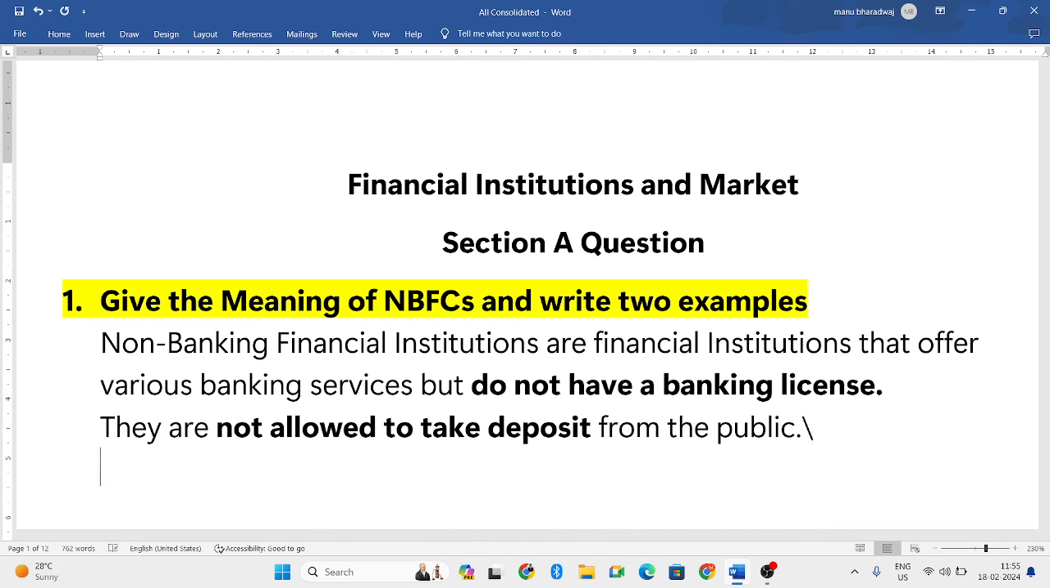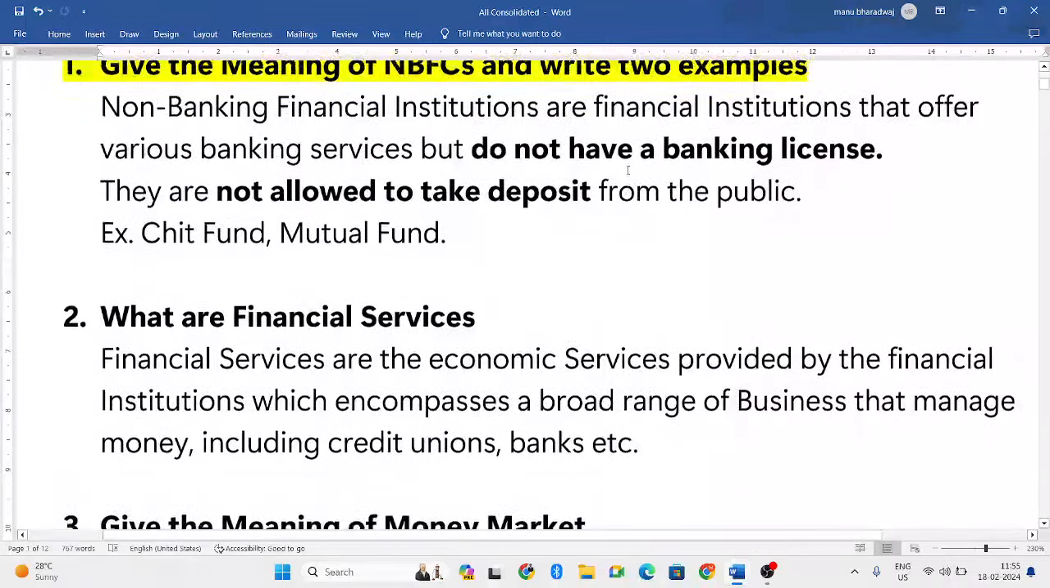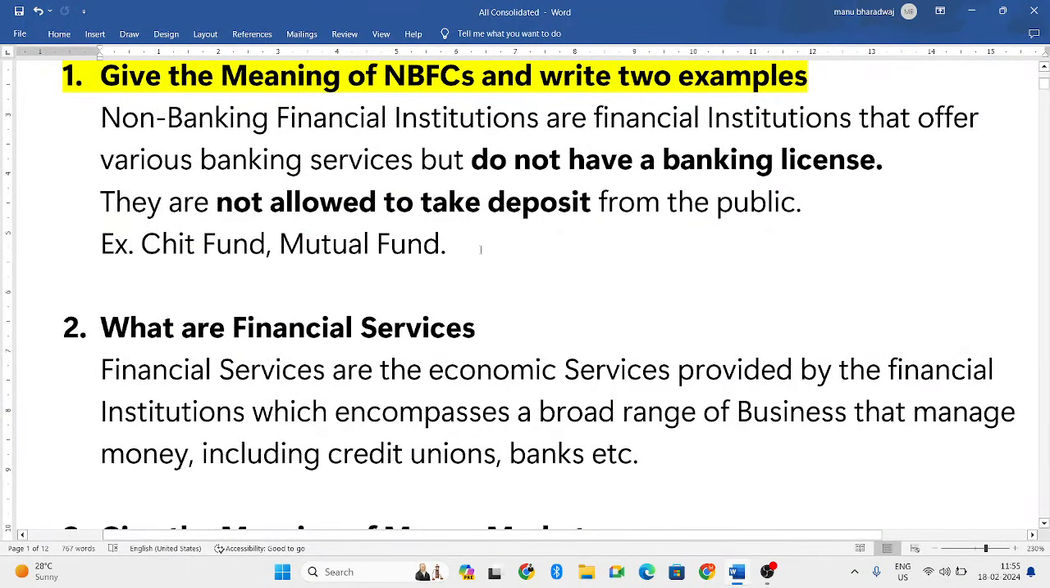So examples they have asked. The examples are chit fund companies and mutual fund companies. These are all the examples of NBFCs. Next, what are the financial services?